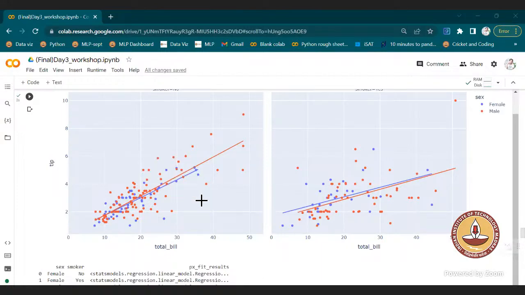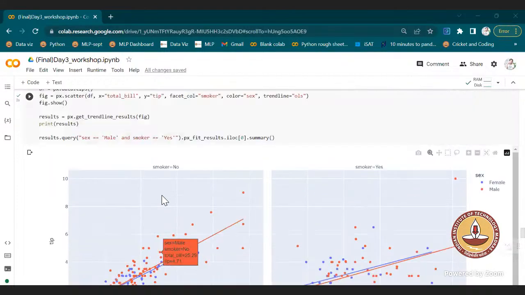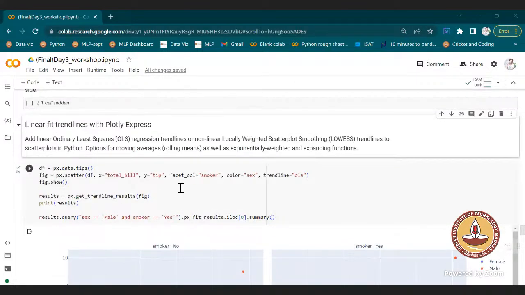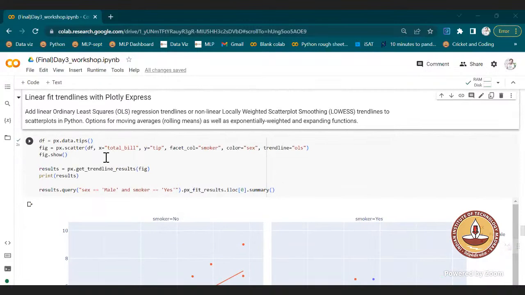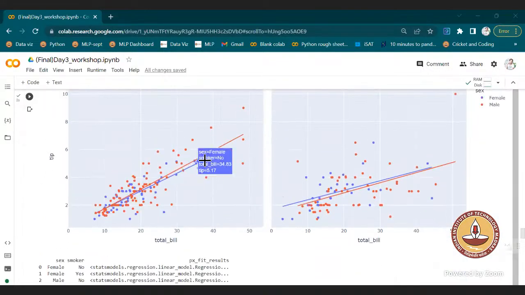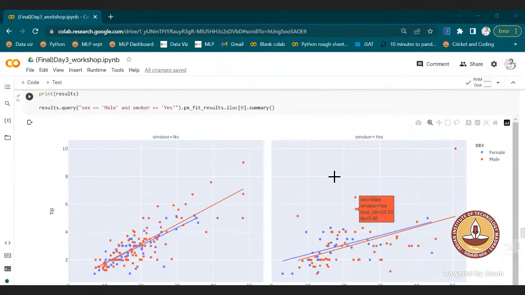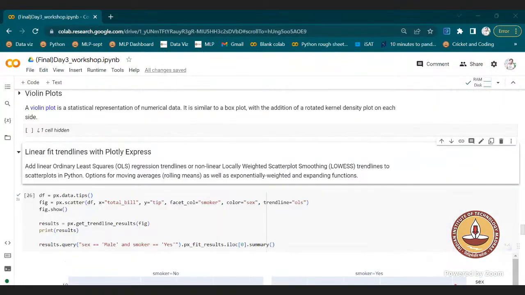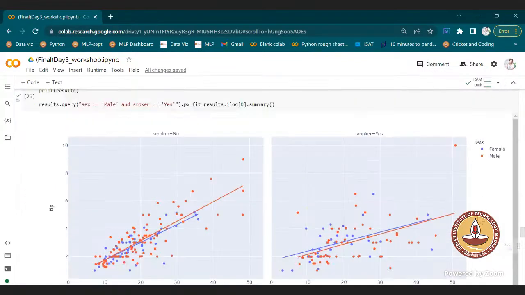But please show us the code for this one. Okay, this is the code. See, ultimately, these codes will be with you. You can easily play with them. What new thing we have done here is that in this plot we have just tried to plot a line. Nothing else. These are what we call trend lines.